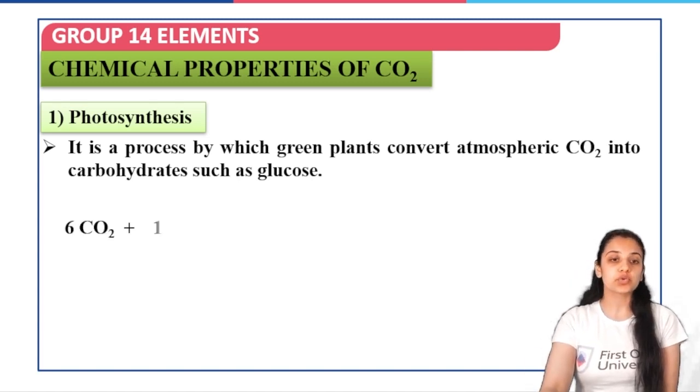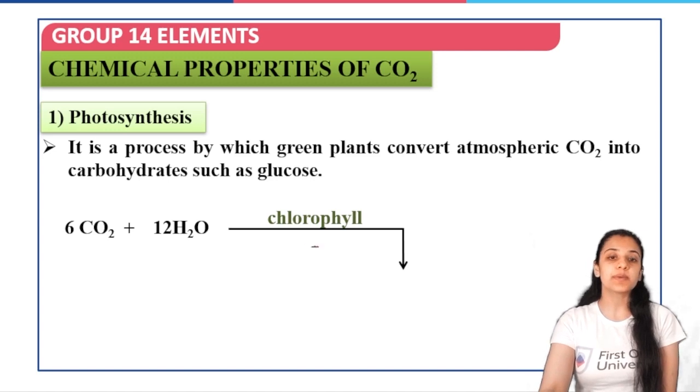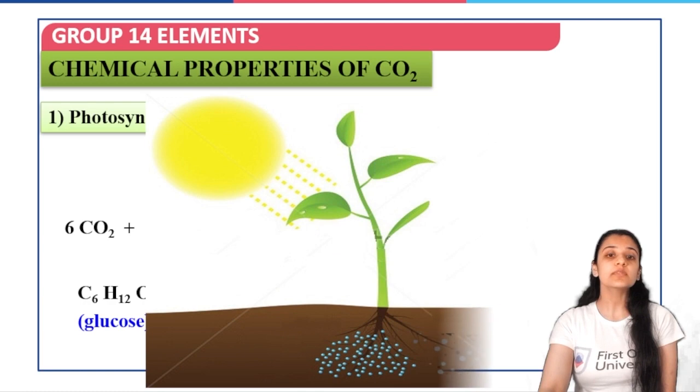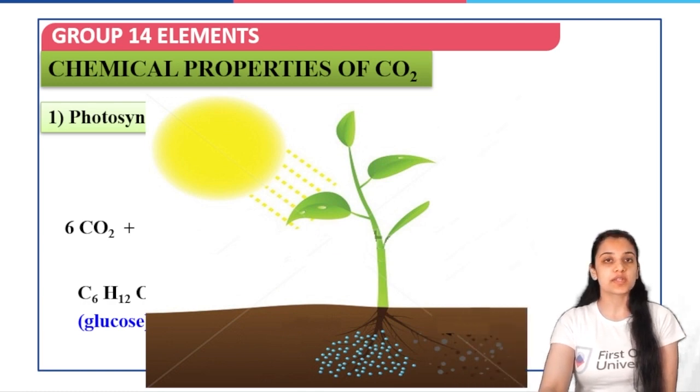So 6 CO2 plus 12 H2O, in the presence of chlorophyll and sunlight, gives C6H12O6, that is glucose, plus 6 O2, that is oxygen, and 6 H2O. So this is how the process of photosynthesis occurs.